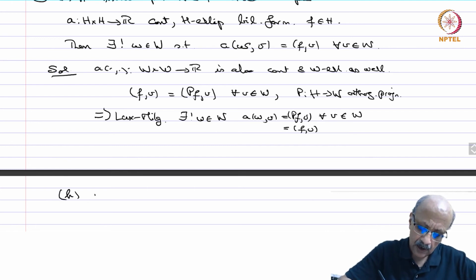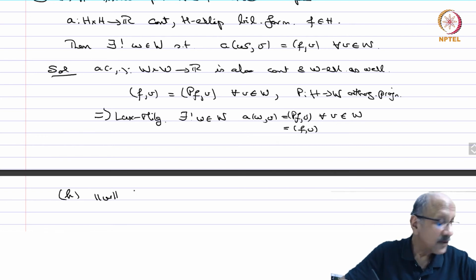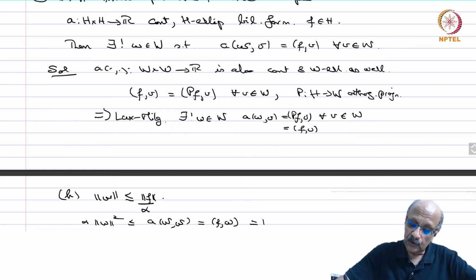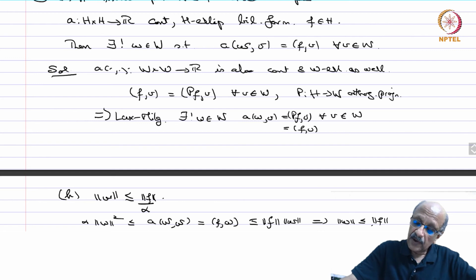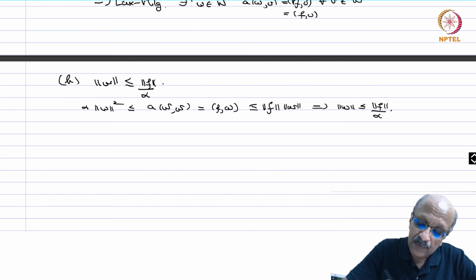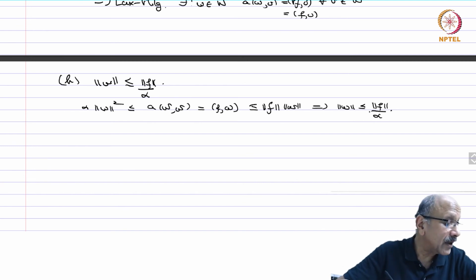(b) Norm of w, the solution, is less than or equal to norm F by alpha. So alpha times norm w square is less than or equal to a(w, w), that is the ellipticity condition, and this is equal to F(w) because it solves the equation, which is by Cauchy-Schwarz less than or equal to norm F times norm w, and therefore this shows that norm w is less than or equal to norm F by alpha. So you see that this estimate is independent of the subspace. Whatever may be the subspace where you are solving this problem, the solution has the same estimate for the norm.